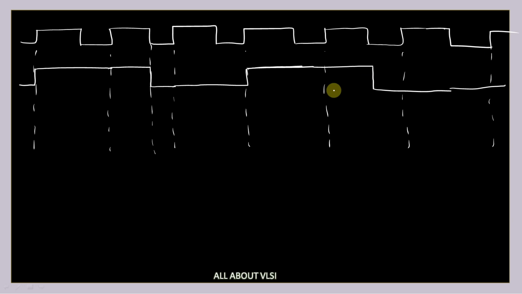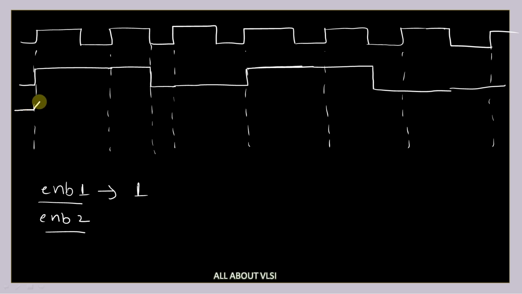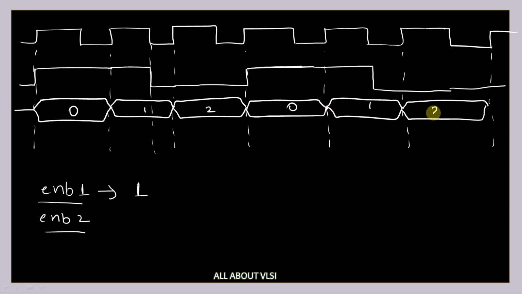Now how to achieve this? For achieving this, I am going to take two enable signals, enable 1 and enable 2. Now this enable 1 signal is going to become 1 when... and let me take one counter also. For frequency division by 3, previously I took a mod 3 counter. Here also I am going to take a mod 3 counter. So this mod 3 counter is going to count like this: count 0, count 1, 2, then 0, 1, 2.